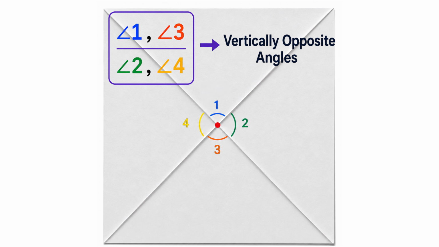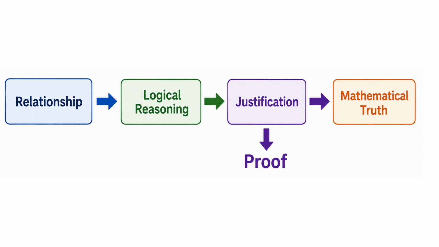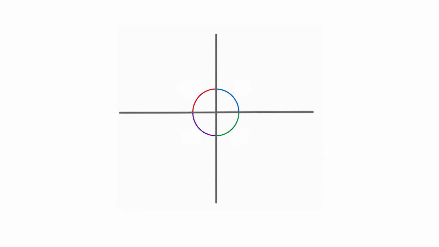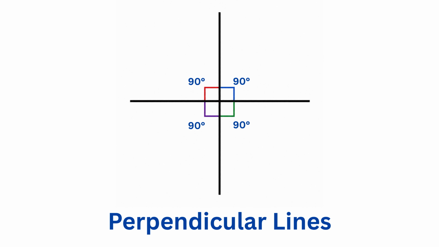In mathematics, recognizing a pattern is only the beginning. A relationship becomes a mathematical truth only after it has been justified through logical reasoning. Such a logical justification is called a proof. Now, imagine a special case in which all four angles formed by two intersecting lines are equal. Since the angles around a point total 360 degrees, each angle must measure 90 degrees. These lines are called perpendicular lines.